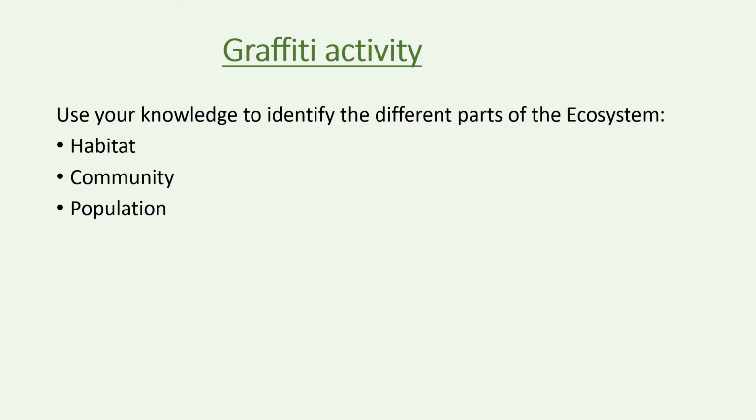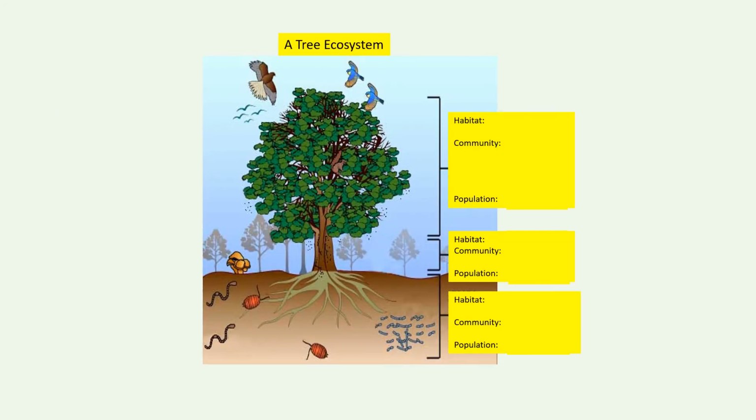So let's go to the first ecosystem. Firstly, we're going to look at a tree ecosystem. So that's all the living and non-living things in a tree. Basically, you're going to write the habitat, the community, and the population example for the top of the tree, a habitat, community, and population example for the middle of the tree, and a habitat, community, population for the bottom of the tree. So try to do that and then pause the video, and then we'll go over the answers.